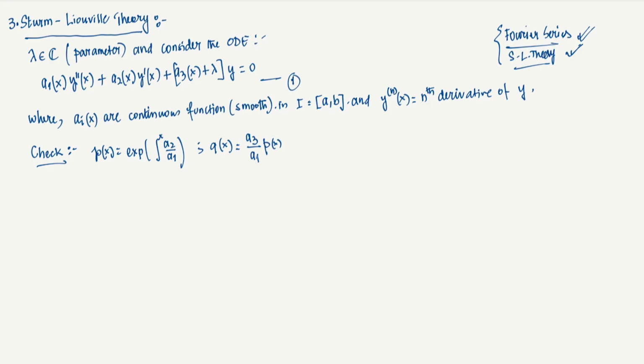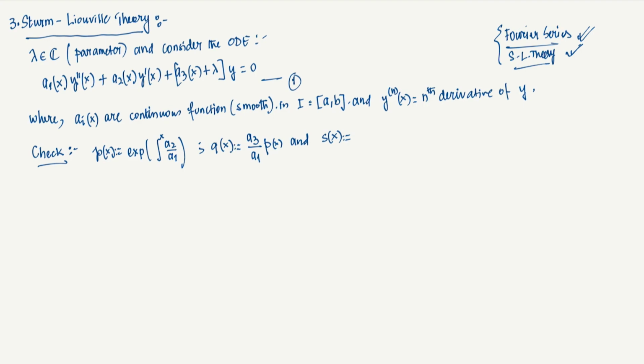Of course, a1, a2, a3 are all functions of x. And if you define S of x, which is a new function we are defining here, so P of x, Q of x, and S of x, where S of x is essentially P of x by a1 of x. If we define it like this, then you can show, so check that if P, Q, and S are given like this, then (1) can be transformed, can be written, how can we write it?